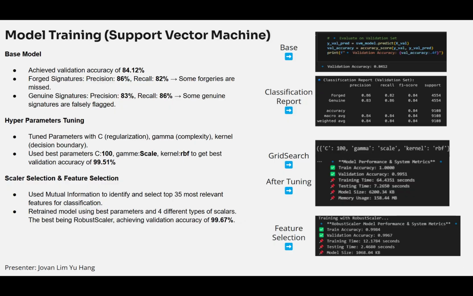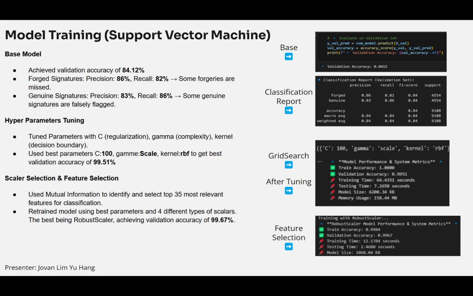Thank you, Nigel. So now we'll be talking about model training, for which we use three different types of machine learning models. The first being support vector machine. So for our base model, we achieve a validation accuracy of 84.12%, with our forged signatures achieving a precision of 86% and a recall of 82%, meaning that some forgeries are missed. And for our genuine signatures, we achieve a precision of 83% with a recall of 86%. So it also shows that some genuine signatures are falsely flagged.